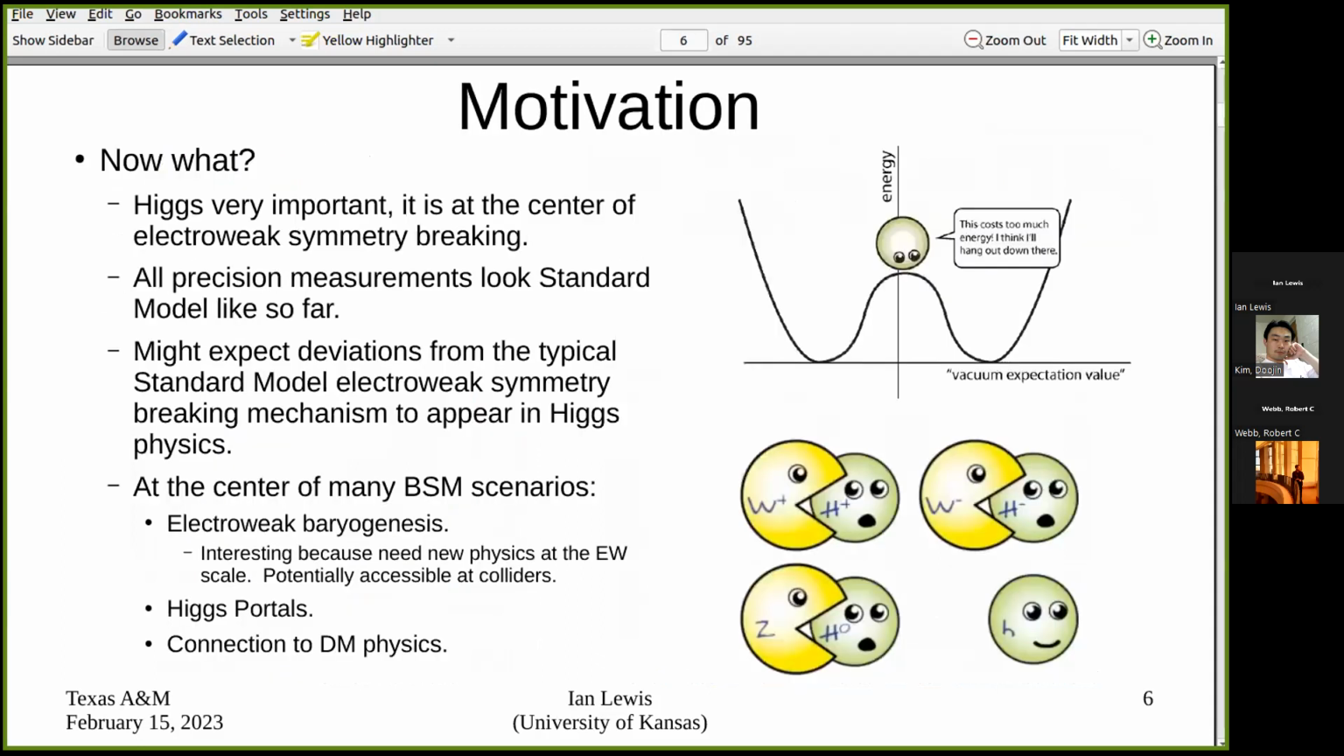So, motivation: what's now? The Higgs is very important. It's the center of electroweak symmetry breaking and gives mass to the Standard Model. Now, we don't know exactly how electroweak symmetry breaking is happening yet, but you might expect deviations away from the typical electroweak symmetry breaking mechanism. And if you want to probe the electroweak symmetry breaking mechanism, you want to probe Higgs physics, and that's where it should show up. And it's at the center of many BSM scenarios.